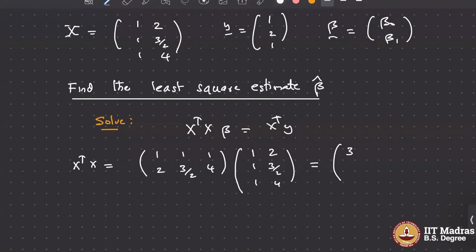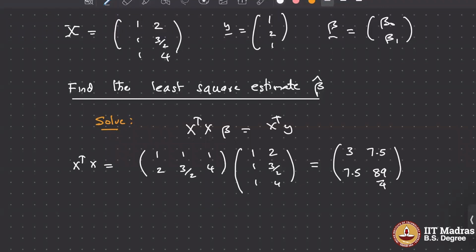The second column, what will you get? You get 2 plus 3 halves plus 4. 2 plus 4 is 6, and then 6 plus 3 halves is 15 by 2, that's 7.5. Again, it's a symmetric matrix, so 7.5 in the other entry. And the last entry will be 4 plus 9 by 4 plus 16, so that'll give you 89 by 4. Very good. That's X transpose X.